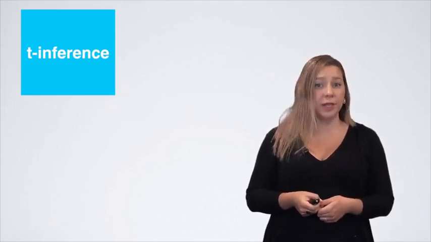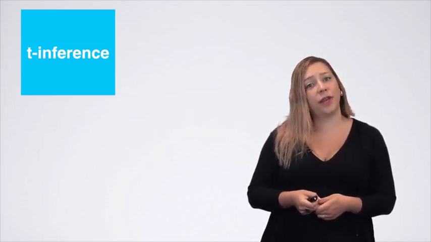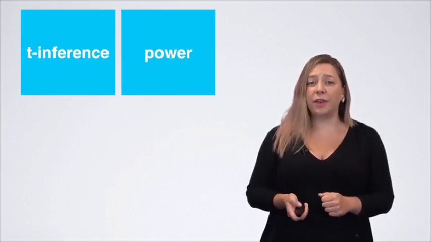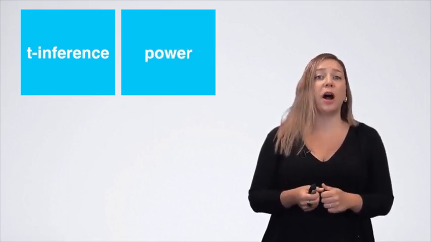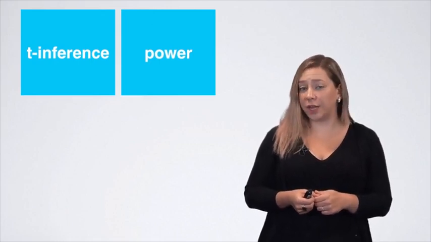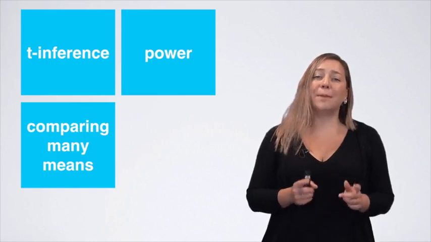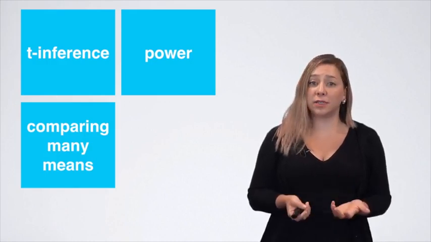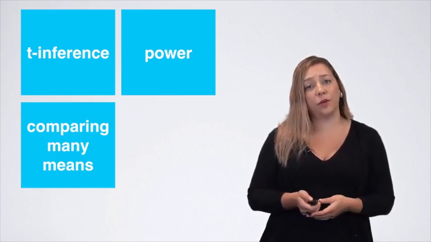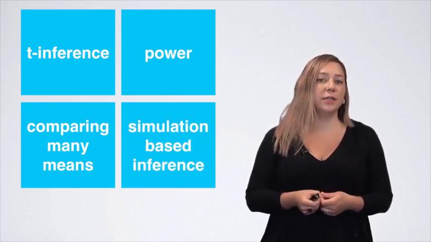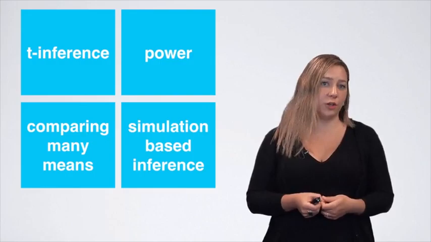So let's sketch out the topics we're going to cover. We'll start with introducing the t-distribution and using this distribution for inference on a single mean, as well as comparing two means. Then we'll discuss an important but often overlooked topic in introductory statistics, power. We'll then move on to comparing many means to each other using analysis of variance, commonly referred to as ANOVA, and we'll wrap up the unit with a discussion of simulation-based methods for inference on numerical data.